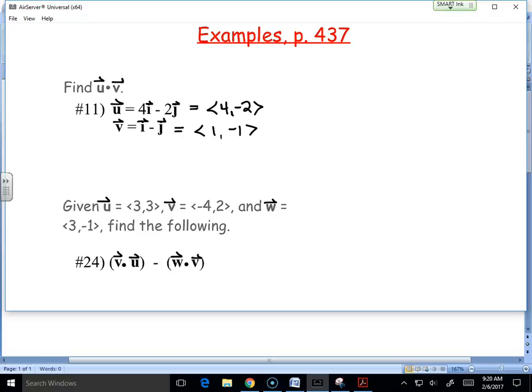But using the formula from the page before, u dot v. If you want the color coding, we take the first times the first, the coefficient. We end up with 4 times 1, which I know most of you can do mental math. I'm just showing the formula in action. Then we do second times second.